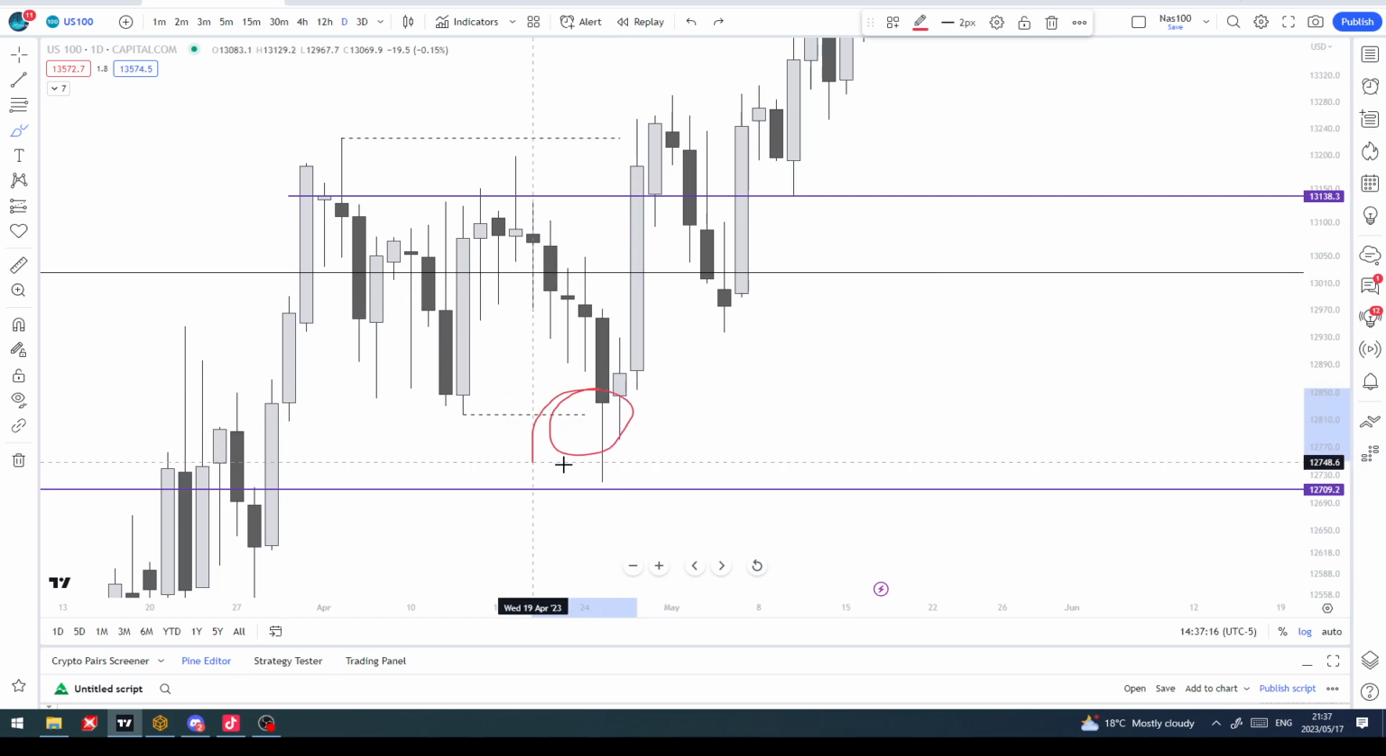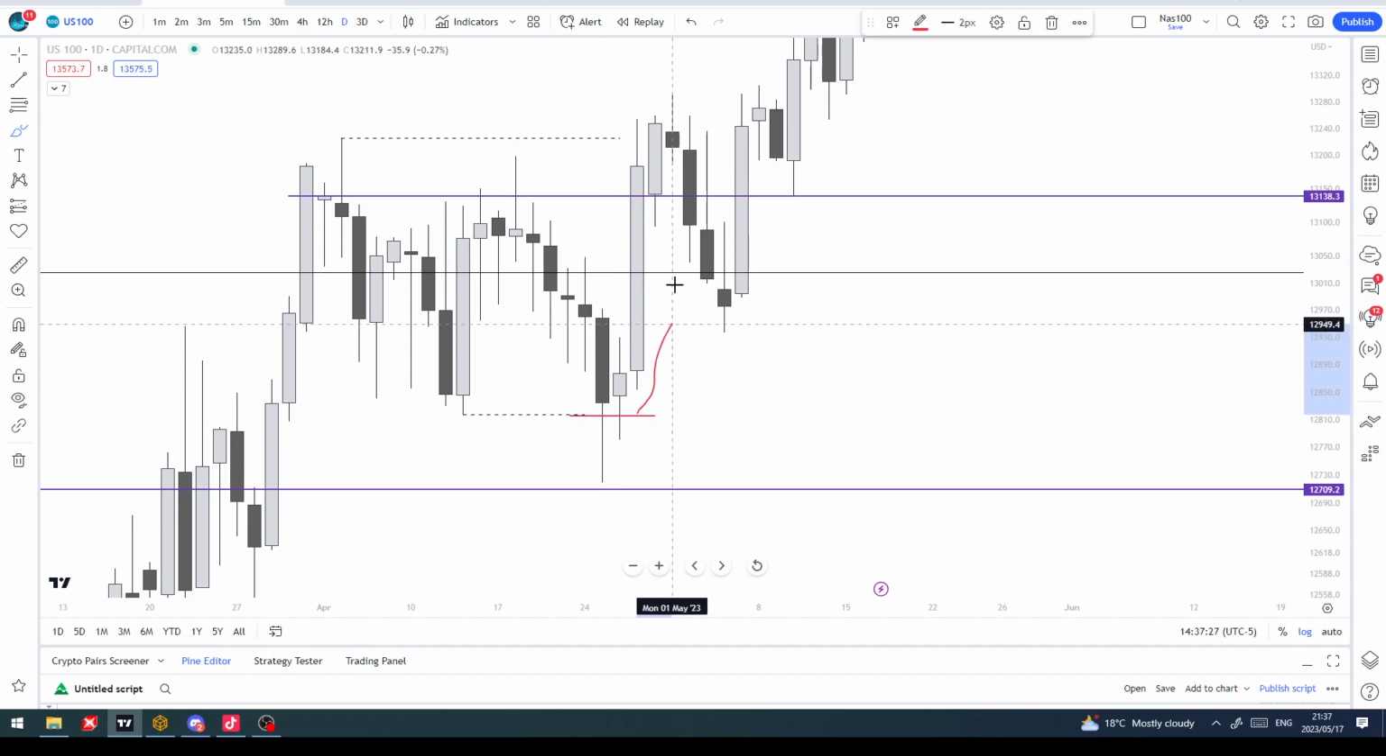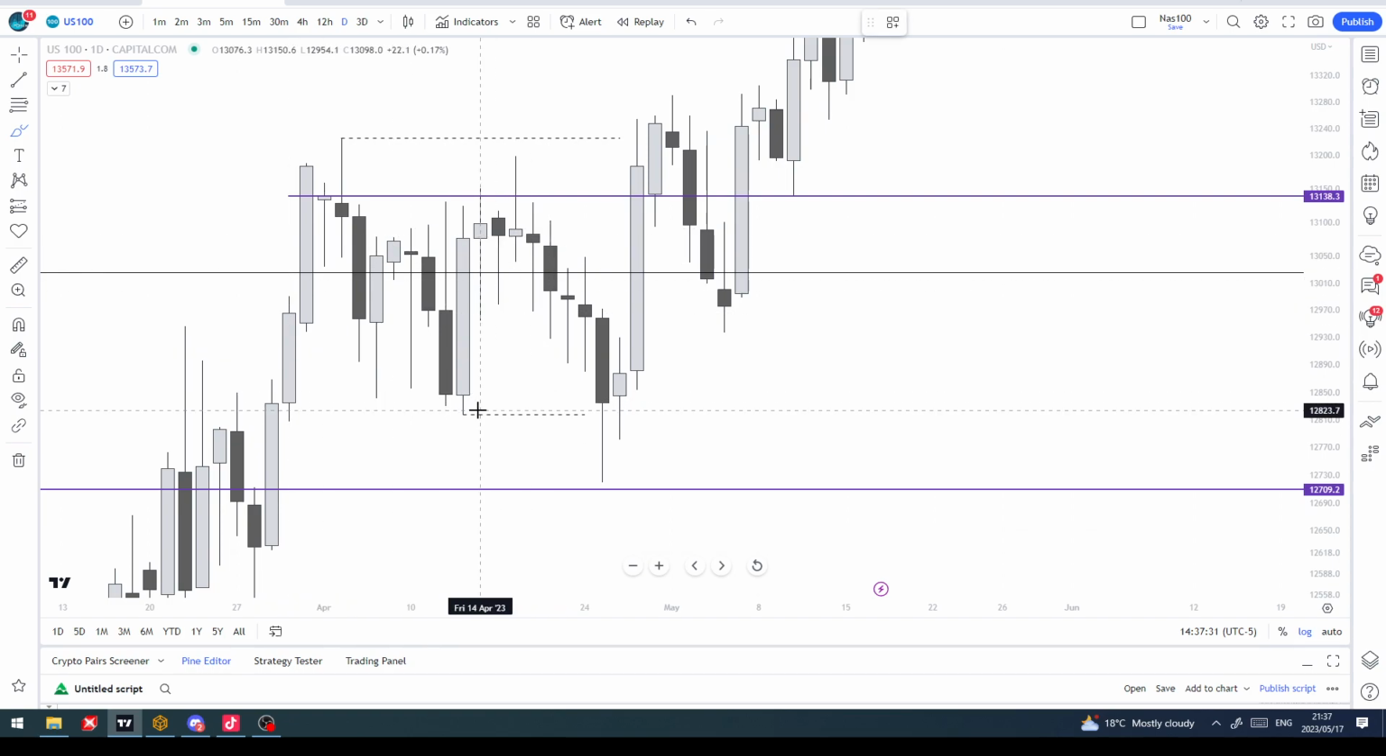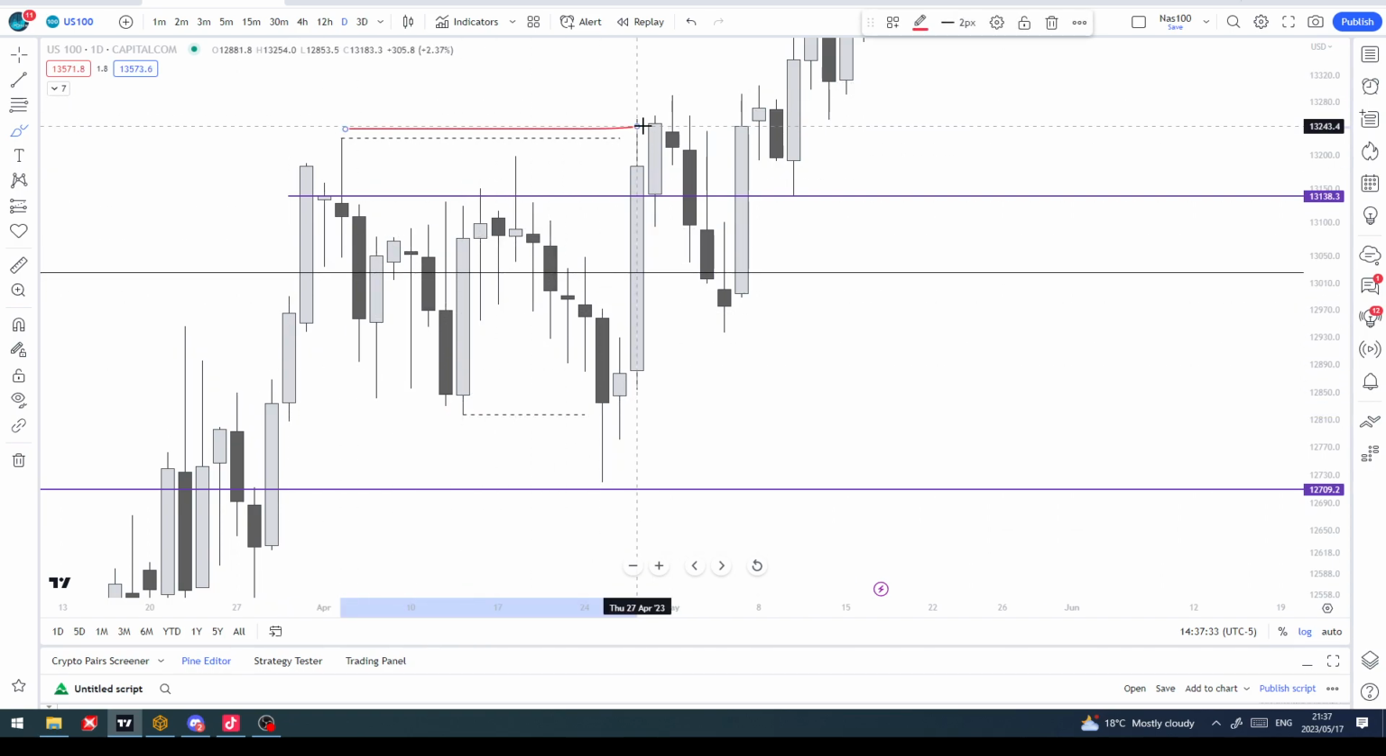Once we see this and failure to close below the range low, immediately we need to think about 50% or the range high being targeted, right? So this would have been a trade idea on the low time frame from here to here. Now, once they've taken the low first and then the high.